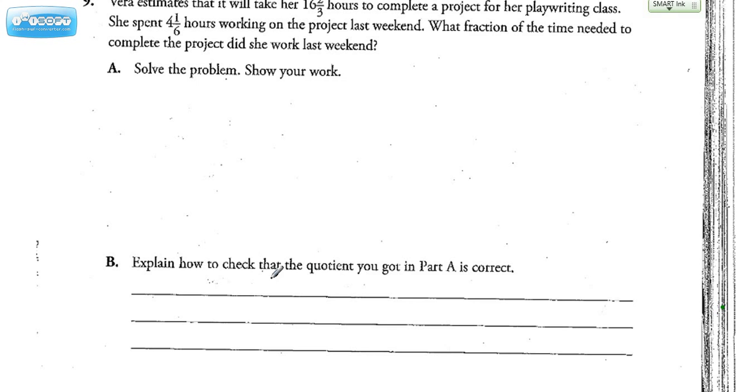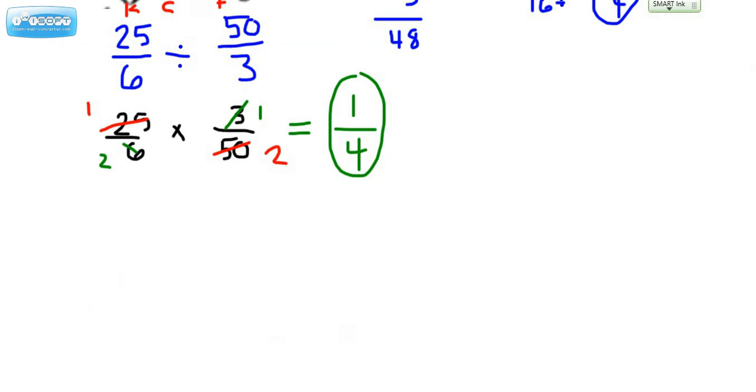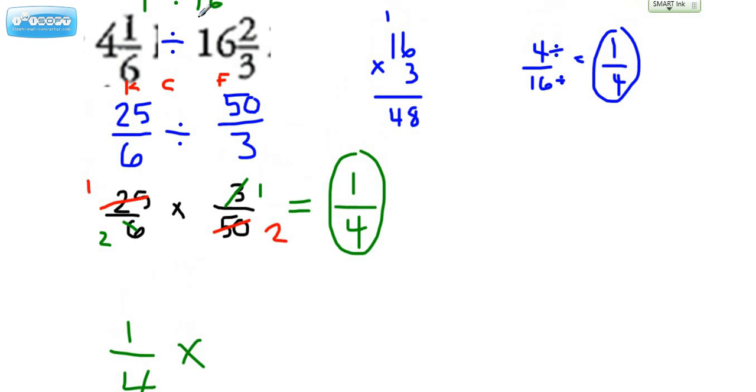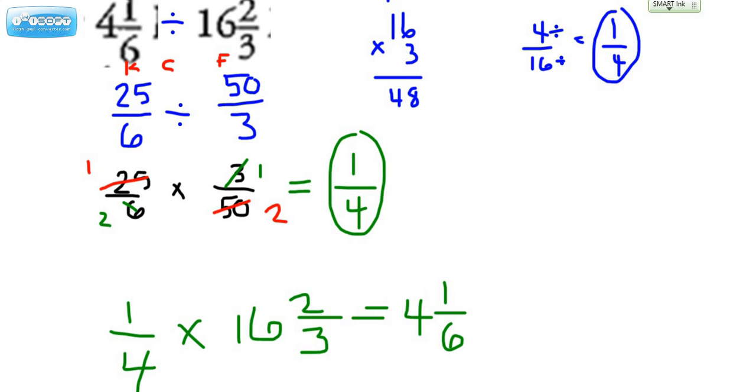Explain how to check that the quotient you got in part A is correct. So for the check, recall that we said that if you take the quotient and multiply it by the divisor, you should get the dividend. So in other words, 1/4 times 16 and 2/3 should equal the dividend, which is 4 and 1/6. So you might want to go ahead and show the work for this to show that the two sides are equal to each other.